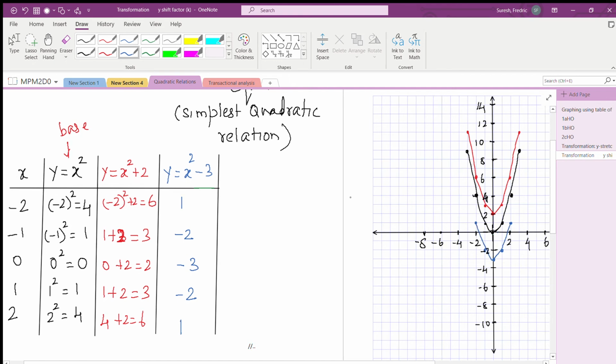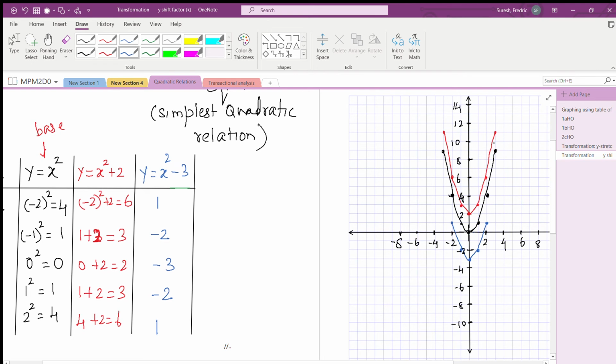I don't have enough points there, so I'm going to take this value here, the 3 comma 9. I'm going to drop the 9 by 3. If I drop the 9 by 3, I go to 6. Do that on the other side as well. And when I join them, what I now notice is the base graph, y equals x squared, has now transformed to y equals x squared minus 3. The whole graph is shifted down by 3 units.